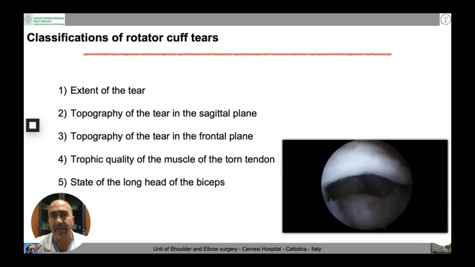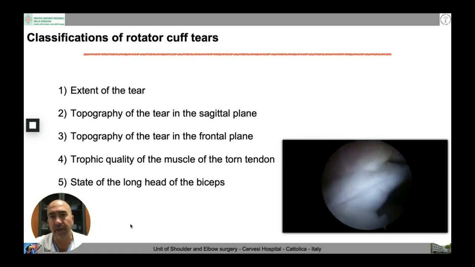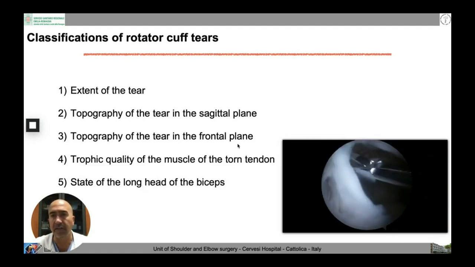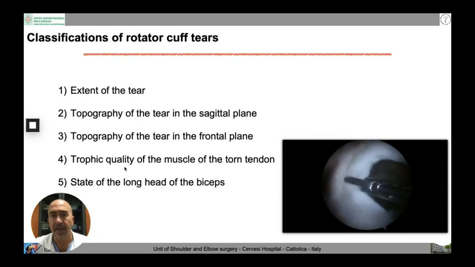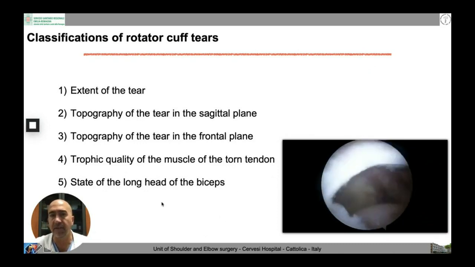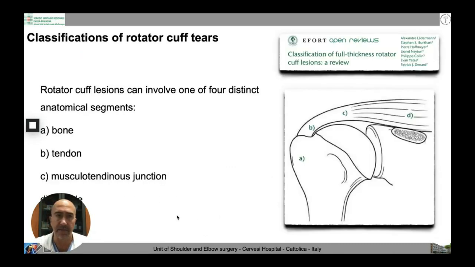What do we have to evaluate for a cuff tear? We have to evaluate the extent of the tear, the topography of the tear in the sagittal and frontal planes, the trophism of the muscle of the torn tendon, and the state of the long head of the biceps.